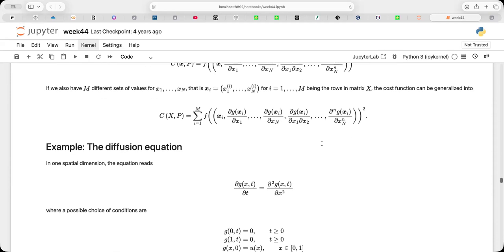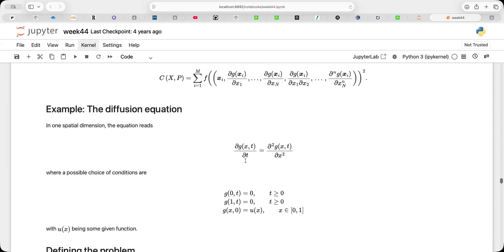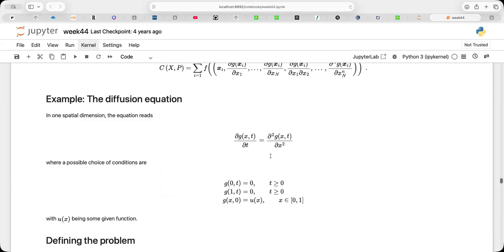And for the diffusion equation, this means that this is the equation you want to solve. And now I've just taken away all physical constants. And then these could be the boundary conditions, which you have here. And this could be the initial condition, which is given by some function.